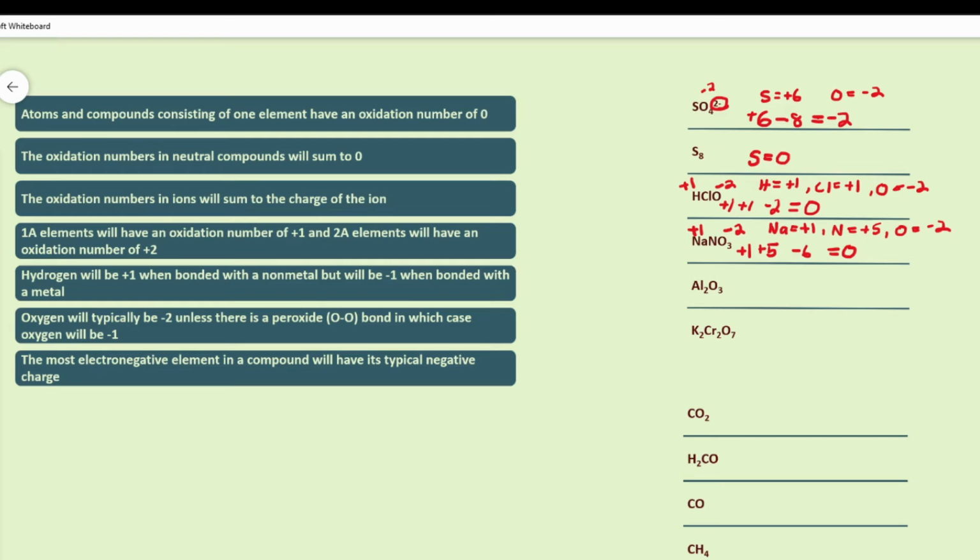Okay, let's look at our aluminum oxide. Let's go ahead and start with the oxygen as -2.